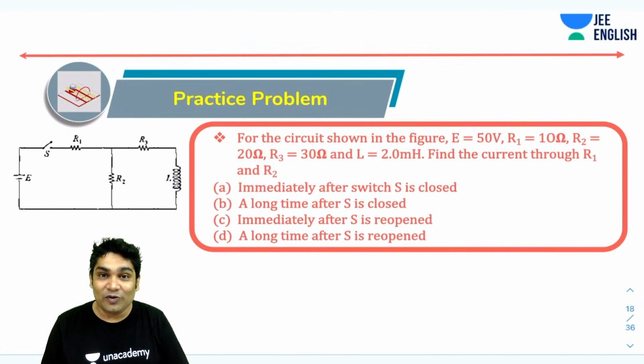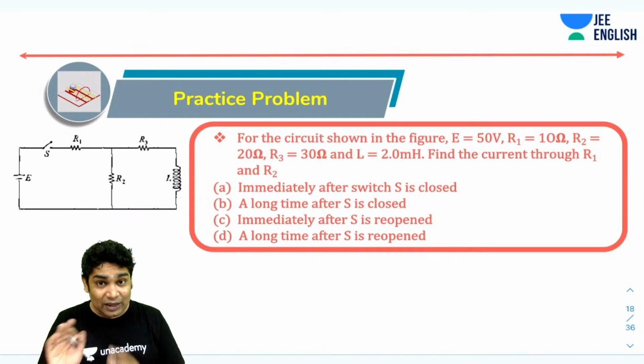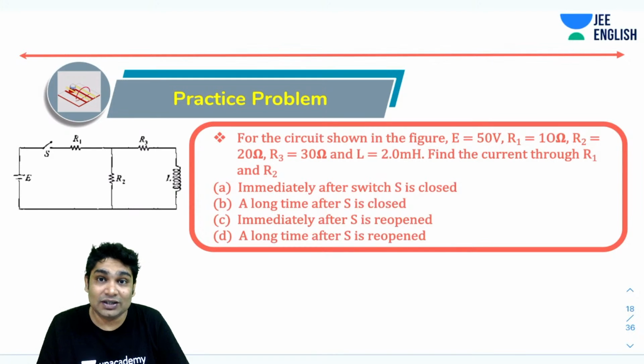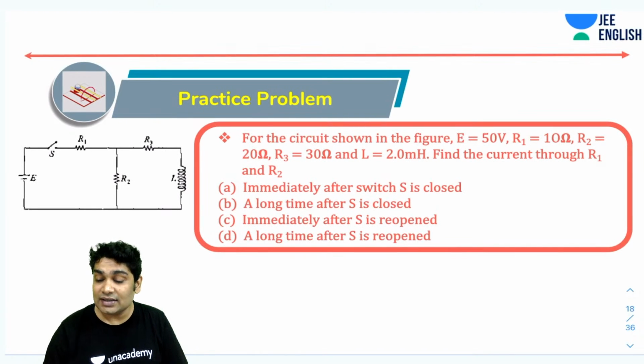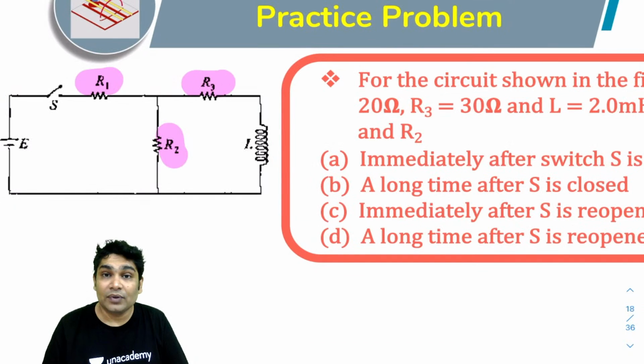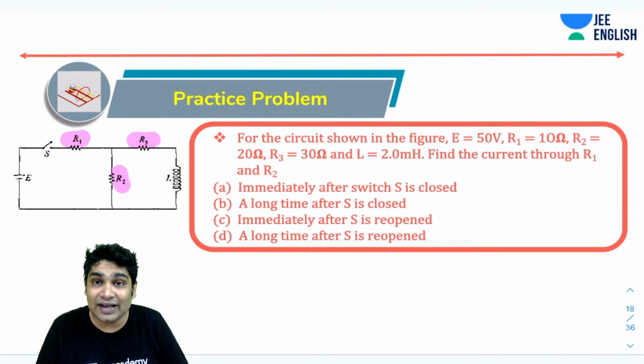Why don't we try a slightly tricky problem on this? This is a typical question on this topic. If you followed the derivation before, you should be able to solve this. For the circuit shown in the figure, the EMF of the battery is 50 volt. R1 is 10 ohms, R2 is 20 ohms, R3 is 30 ohms. These are the resistors, and their values have been given as 10, 20, and 30. And the inductor has an inductance of 2 millihenry.